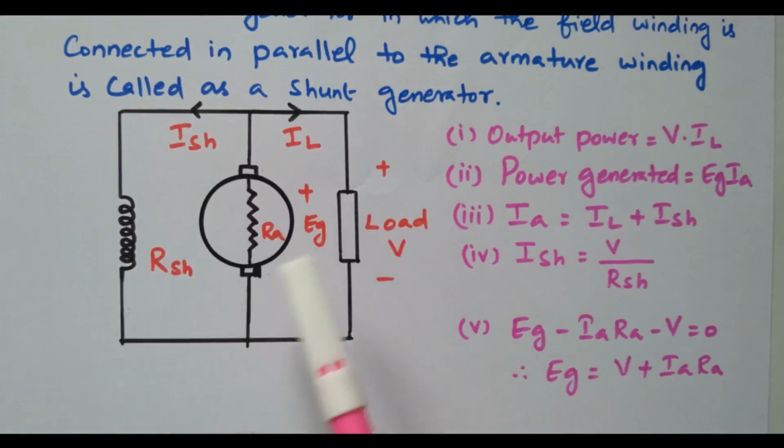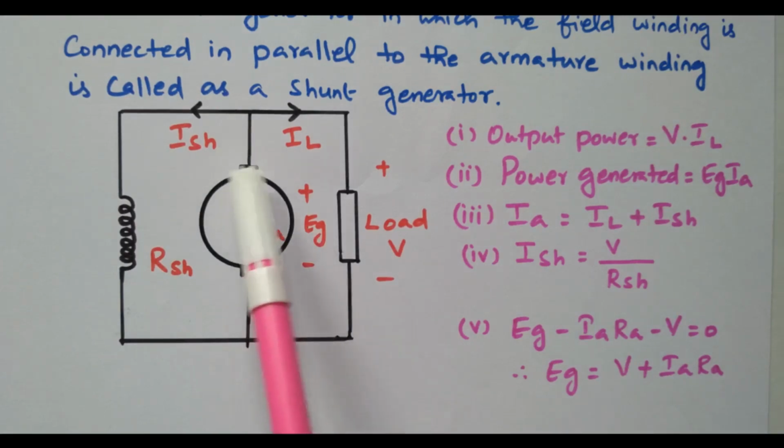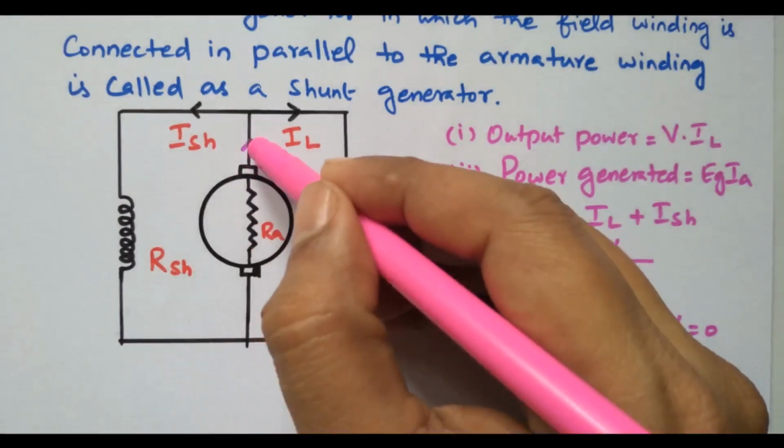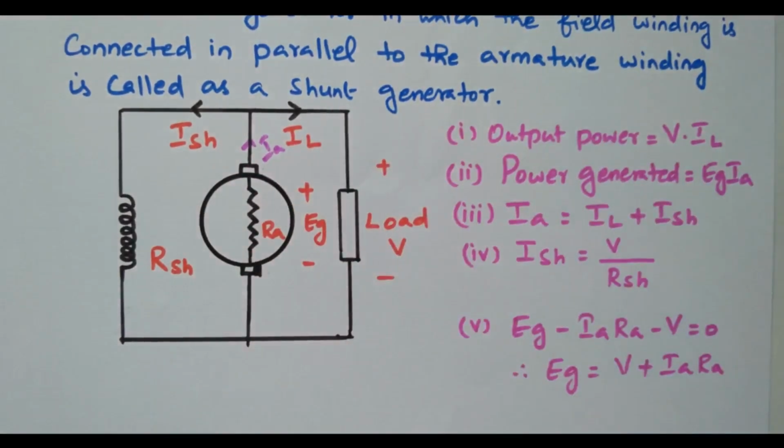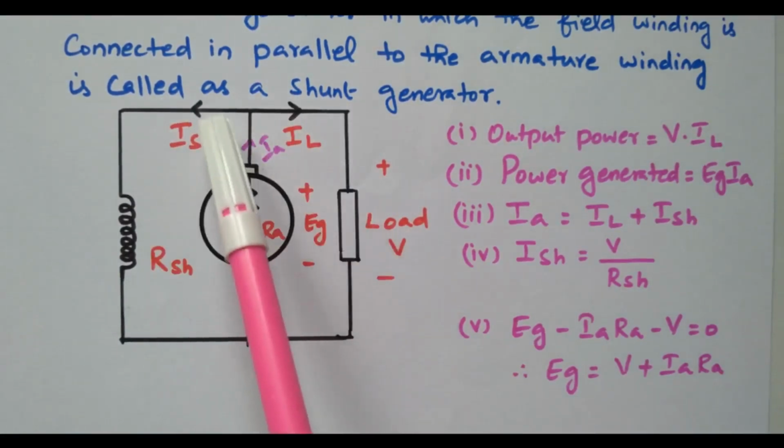Now we'll see the terms. This is the EMF generated inside the armature, with the armature resistance. Then we have this IA. So here the IA will come, and that IA will be split into ISH and IL, the shunt field current and the load current.